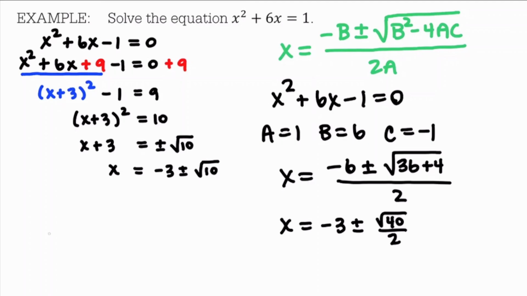So if I'm working with the square root of 40, that's the square root of 4 times the square root of 10, because 40 is 4 times 10. The square root of 4 is 2, the square root of 10, I don't know, so I can leave that as 2 root 10. If I'm dividing that by 2, that's where I'm going to get, right here, -3 plus or minus 1 square root of 10, which is what I got by completing the square.